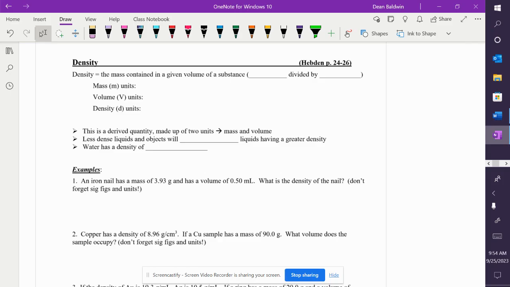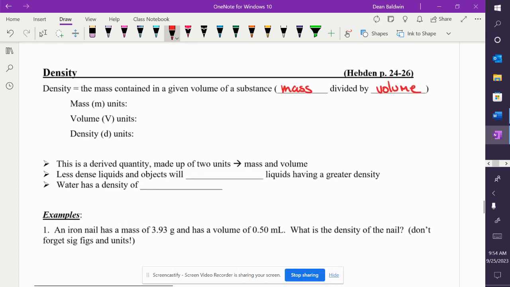Density is the mass in a given volume. Basically, it's mass divided by volume. That's all density is. Okay. Now, obviously, the units can change, but it's mass over volume.